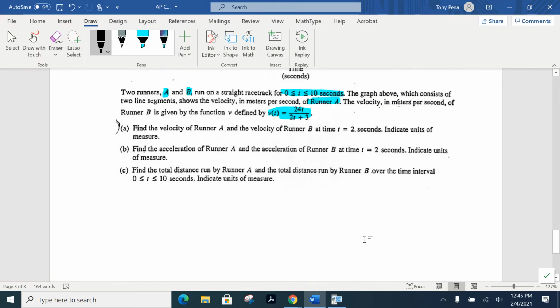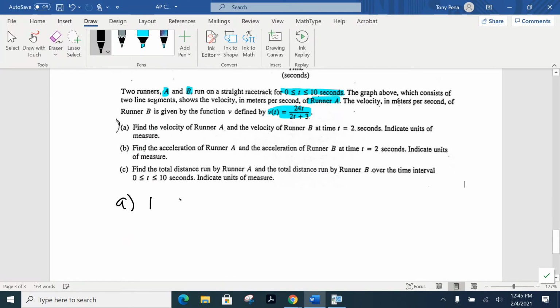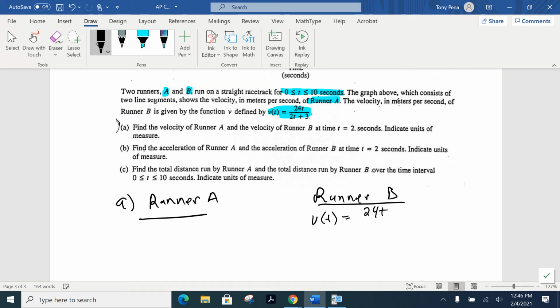All right, so let me try to do this because we're not going to be able to see it all. So A, we'll do runner A, runner B. I think in this case, runner B is the easiest one, so I'm going to do that first. Runner B is the equation. So if we know runner B's velocity is defined as 24t over 2t plus 3, we just plug in 2, and we would get 48 over 7.